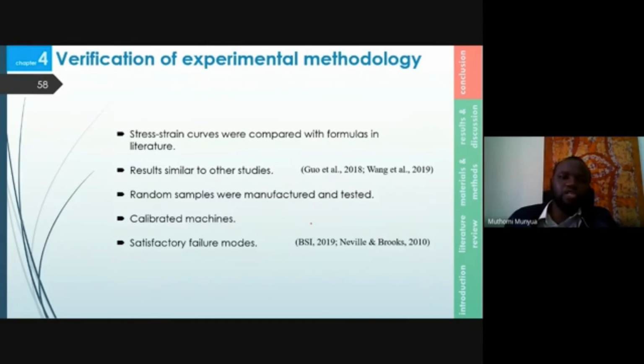To verify the experimental methodology, the stress-strain curves were compared with formulas in literature and were found to be similar. The results herein were also similar to other studies, as shown by the results of Guo et al. and Wang et al. Random samples were also manufactured later and retested. The results were similar to what had been found initially. The machines had also been calibrated by the Kenya Bureau of Standards within a year of doing these tests. And lastly, the failure modes were satisfactory, eliminating the existence of a probable fault in the machinery.